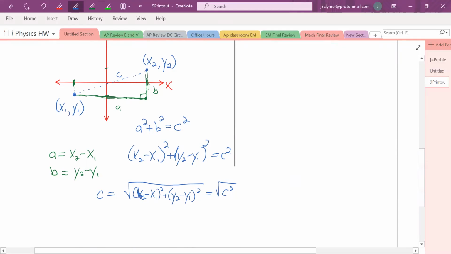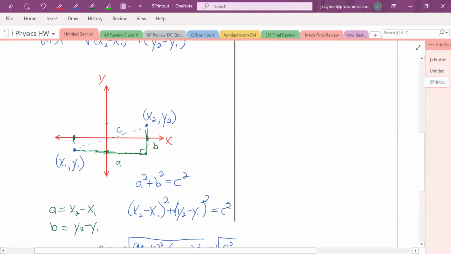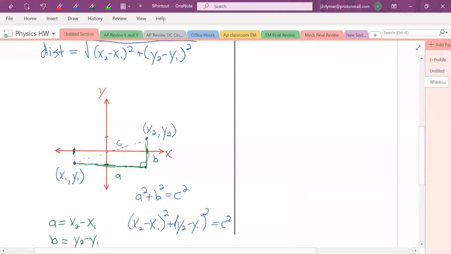Sorry if my x is a little messy there. I don't know if that helped or not. But anyway, x2 minus x1 squared plus y2 minus y1 squared. All right, let's look at a quick example of how to use the distance formula.